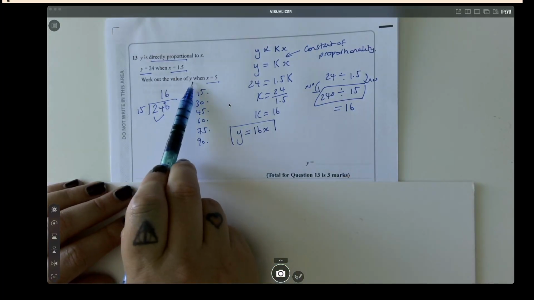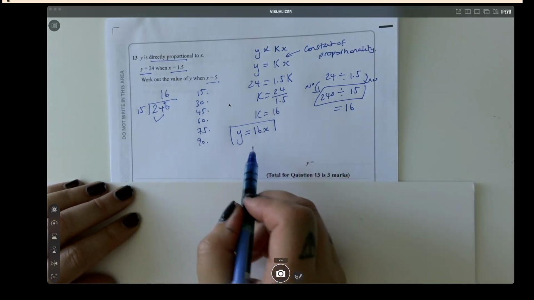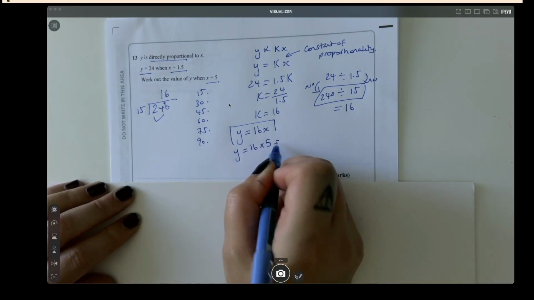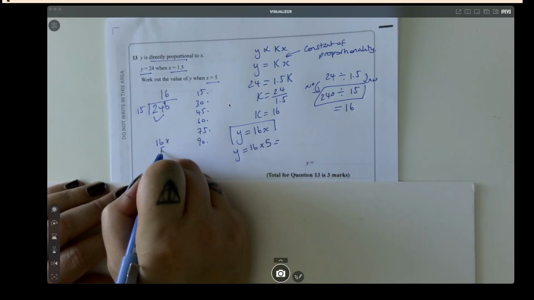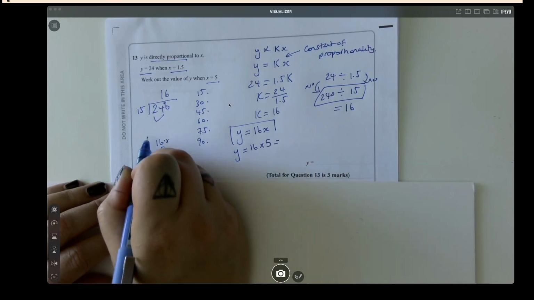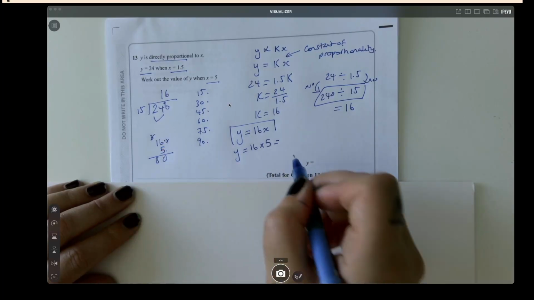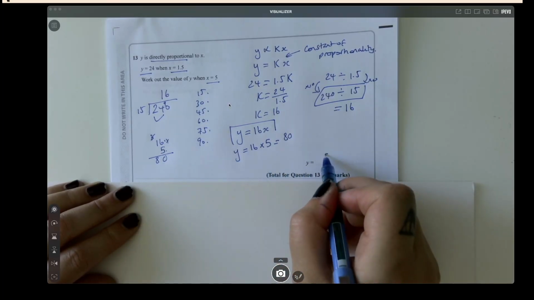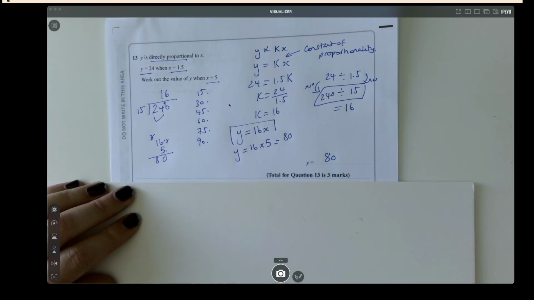Work out the value of y when x is 5. So we're going to substitute 5 in here for x. So y equals 16 multiplied by 5. 16 multiplied by 5: 5 times 6 is 30, so 80. So when x equals 5, y equals 80.